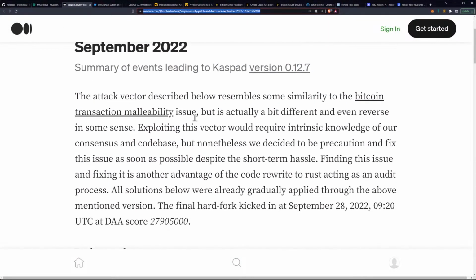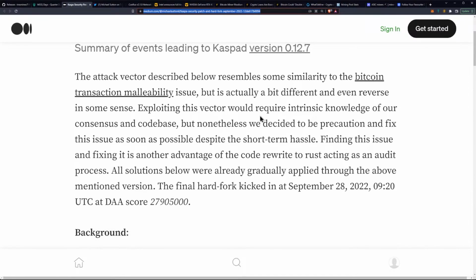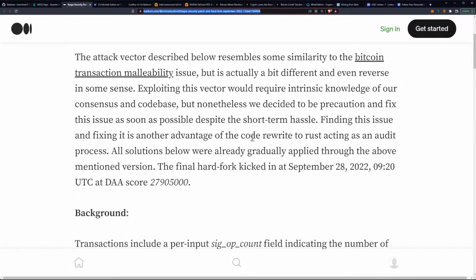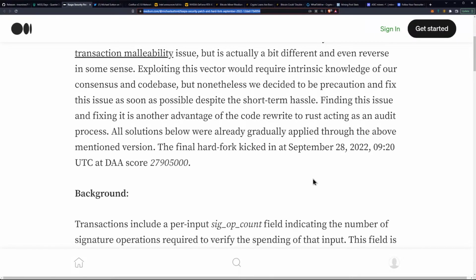The attack vector described below resembles the Bitcoin transaction malleability issue, but is actually a bit different and even reverse in some sense. Exploiting this vector would require intrinsic knowledge of our consensus and code base, but nonetheless, we decided, as a precaution, to fix this issue as soon as possible despite the short-term hassle. Finding this issue and fixing it is another advantage of the code rewrite to Rust acting as an audit process, and we'll be talking about that here in a second too. All solutions below were already gradually applied through the above mentioned version.